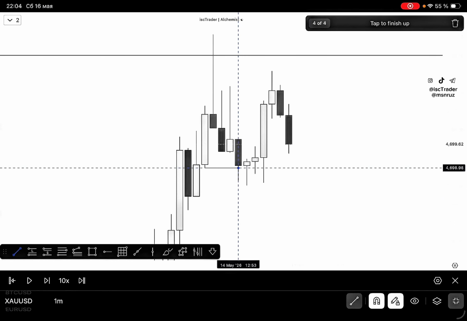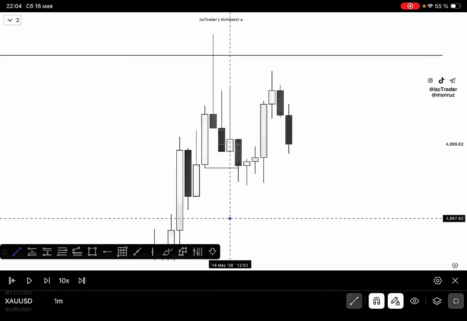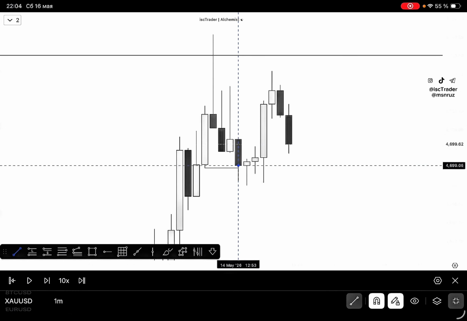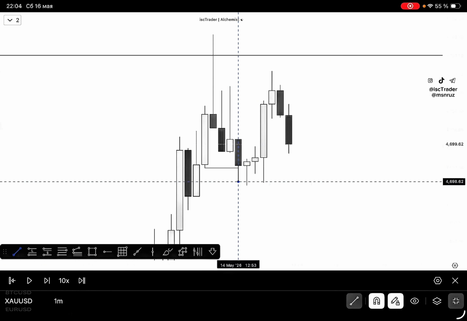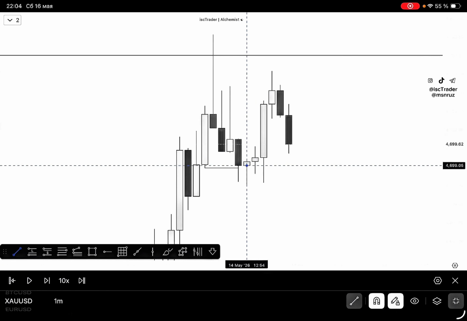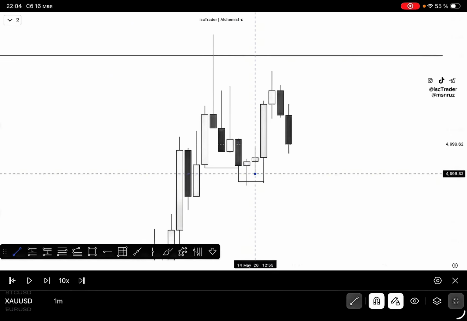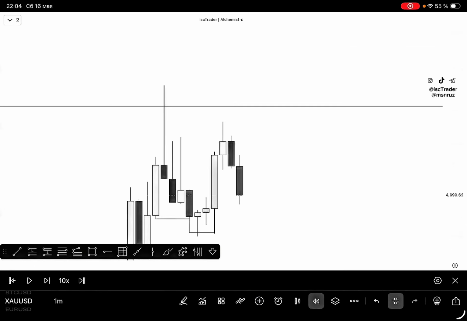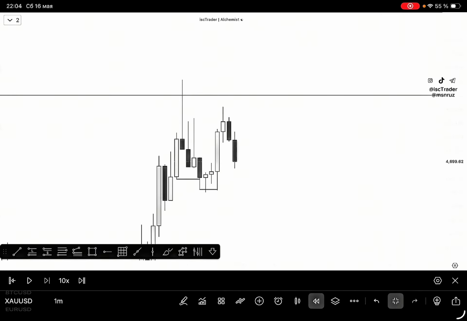Was there an engulfing here? No, of course there wasn't. You can see this, meaning it closes with its wick. If it had closed with its body, we would consider it an engulfing. Even on this candle, it didn't close with its body. We definitely need to wait for a body close.